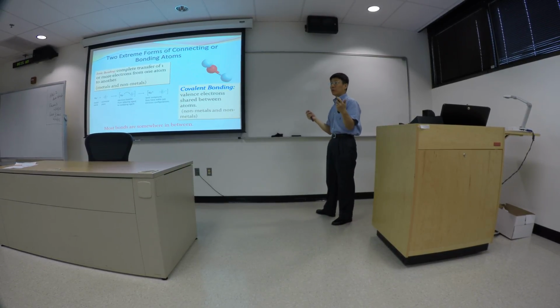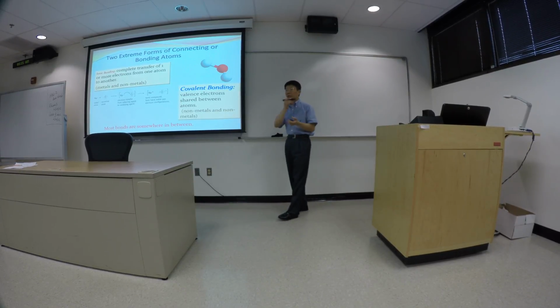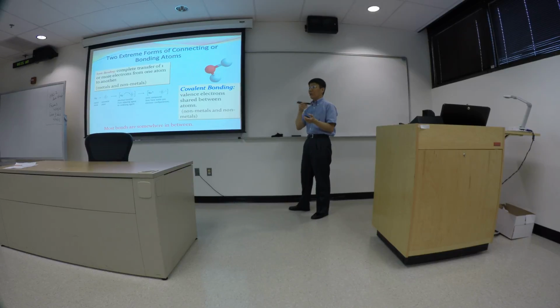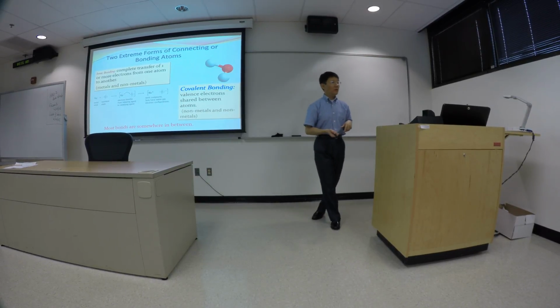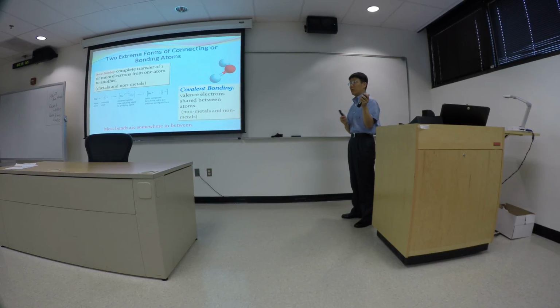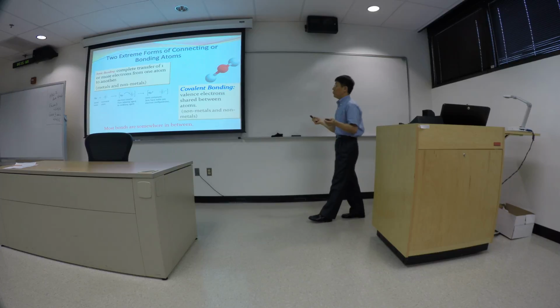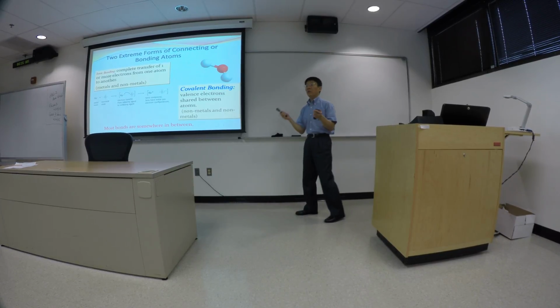These are actually two extreme situations. Yesterday we were talking about the periodic trend, and you see some of the properties recurring repeatedly when you go from left to right across the periodic table. Now you see metals on the left, non-metals on the right, and somewhere in between you see the transition metals. In the same way in terms of chemical bonding, ionic bond is an extreme situation and covalent bond is another extreme situation. Okay, so most of the chemical bonds are somewhere in between.